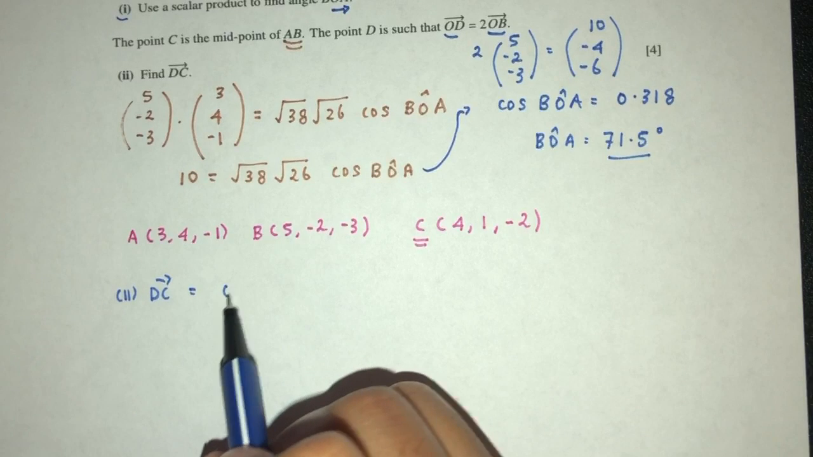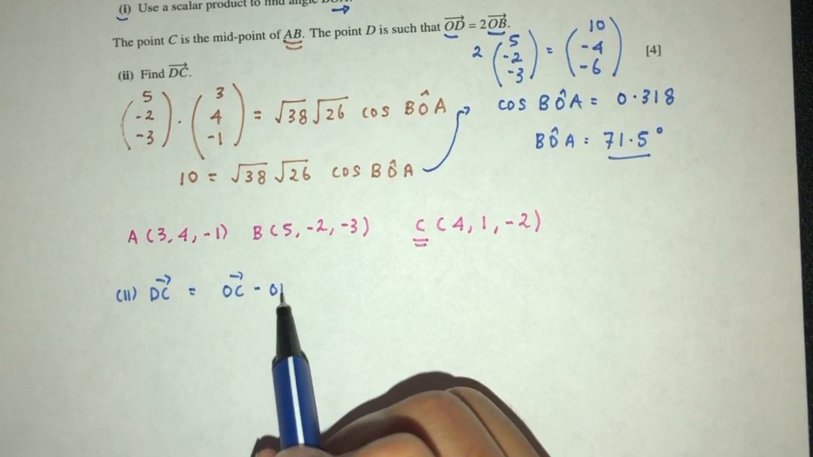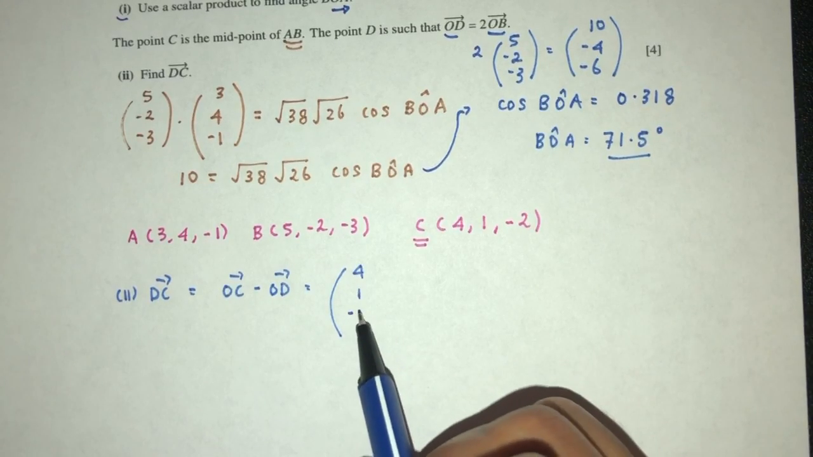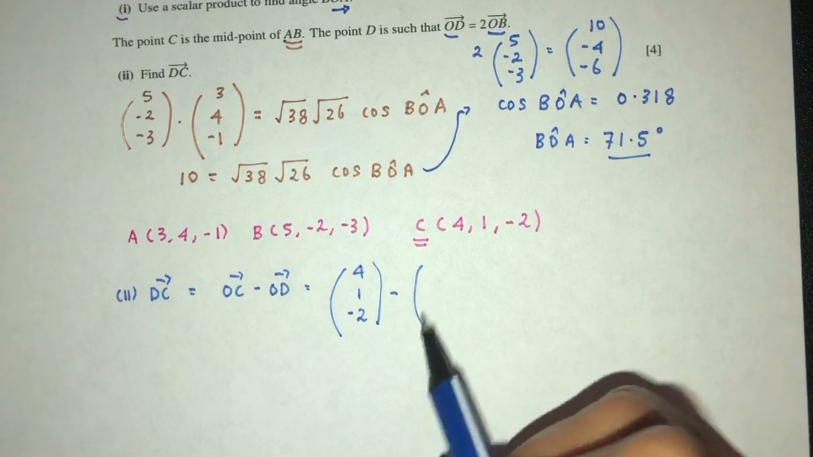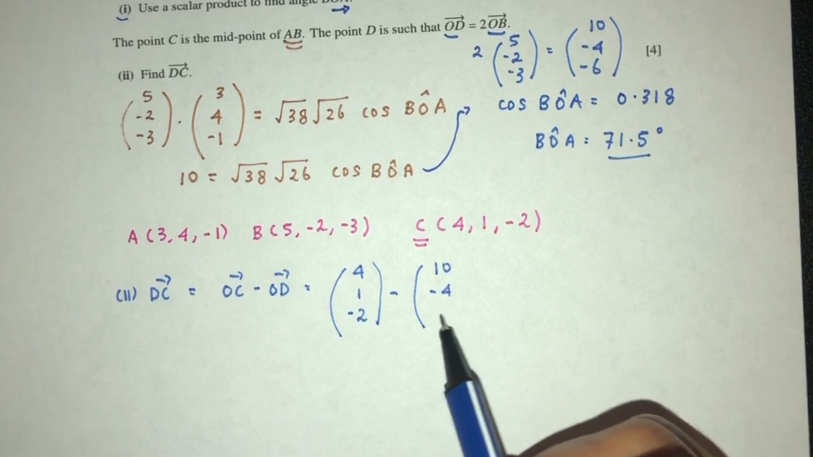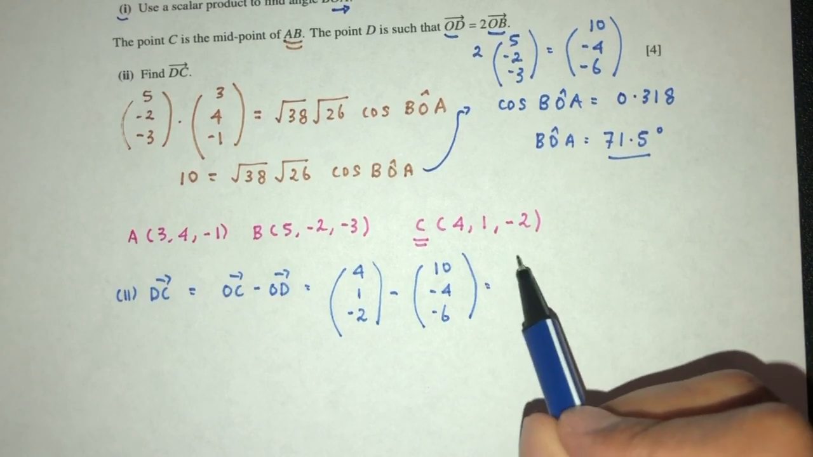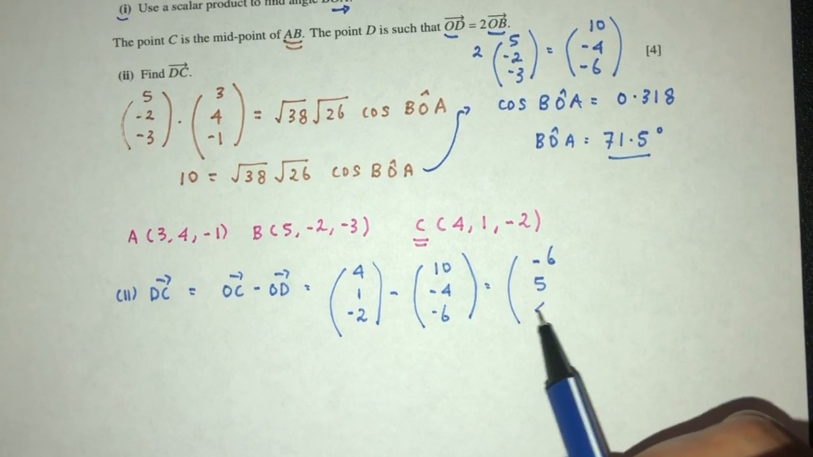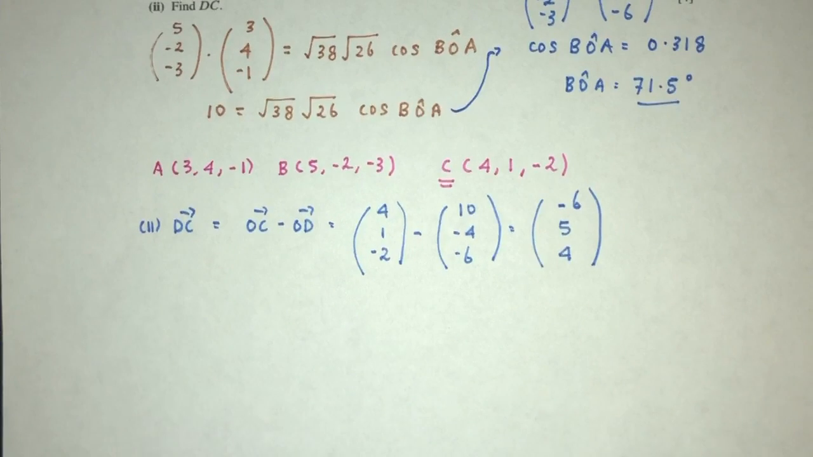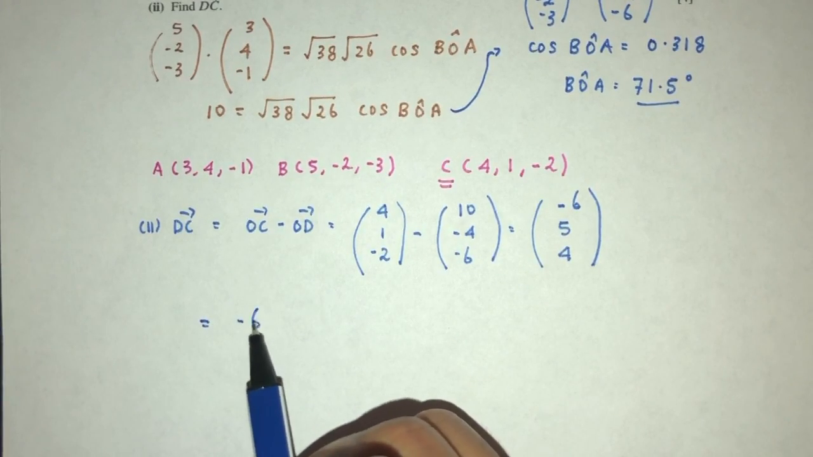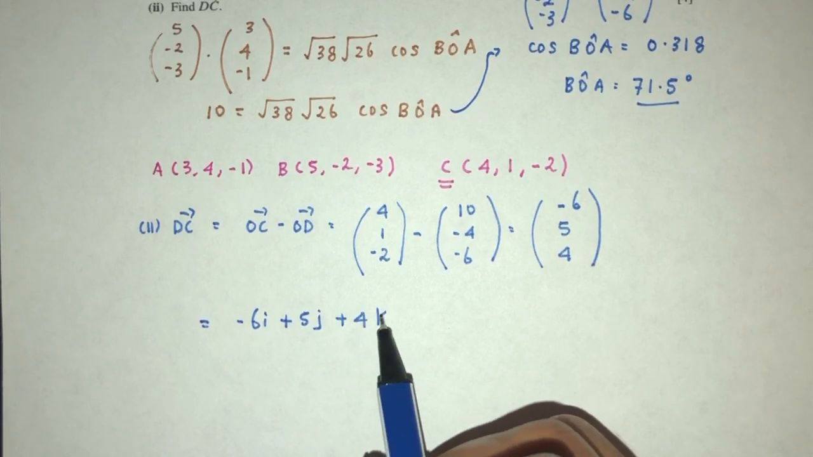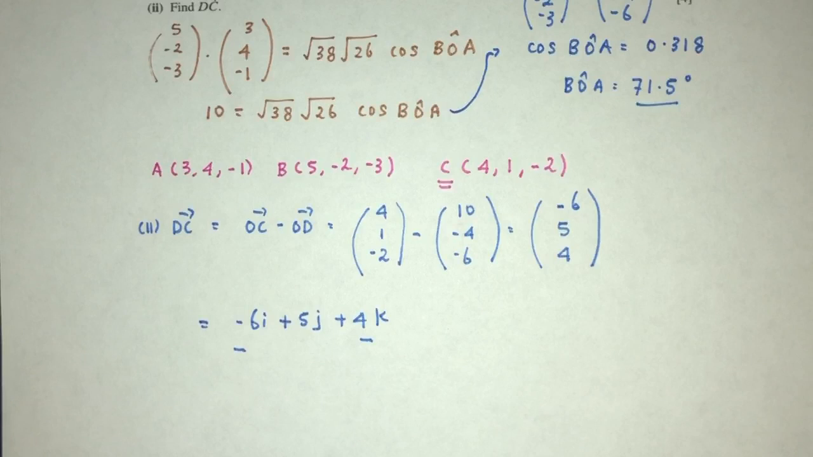By definition, DC is OC minus OD. That will be what? OC is 4, 1, minus 2. OD will be 10, minus 4, minus 6. That should be 4 minus 10 will be minus 6, and that should be 5, and that should be 4. So from here we can find the value. That should be minus 6i plus 5j plus 4k. Okay, and that should be your vector DC.